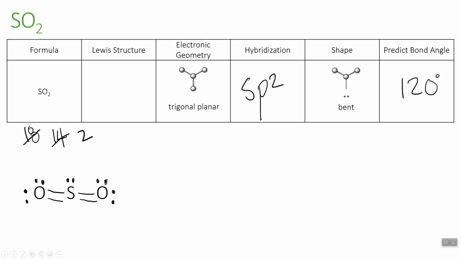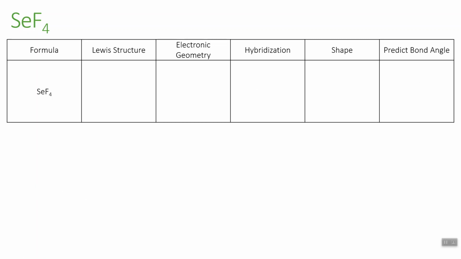Okay, so looking at our next molecule, we have SeF4. This time we've got Se, selenium, and then we've got these 4 fluorides. So that means that we have a total of 34 electrons to place here. I'm going to start by just connecting everybody with some single bonds. So that's 2, 4, 6, 8 more electrons, which means now we have 26 left.